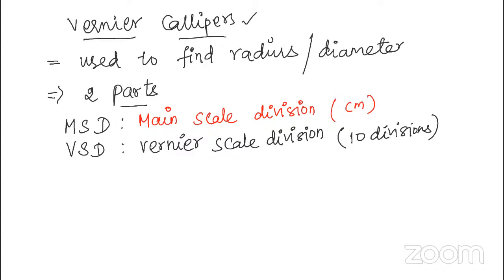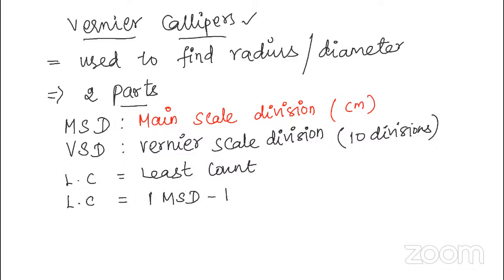Then we want to find the value of the least count. LC, which is nothing but the least count. The least count value should be calculated by the formula: least count is equal to 1 MSD minus 1 VSD. So this is a very, very important formula.